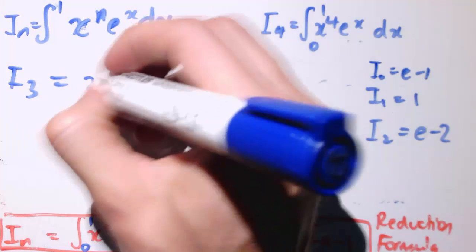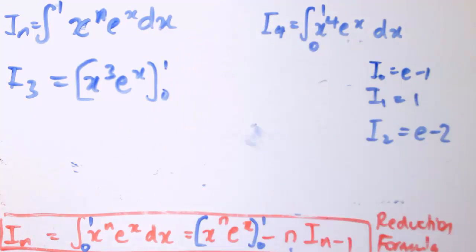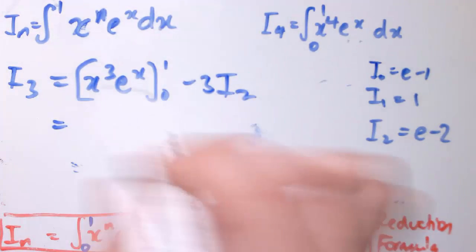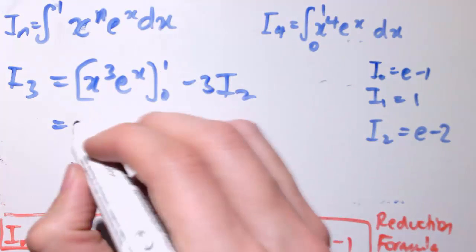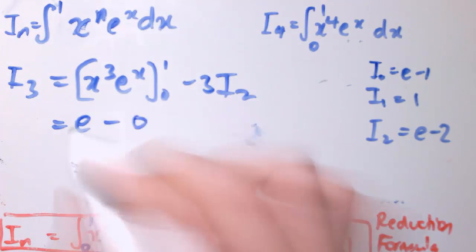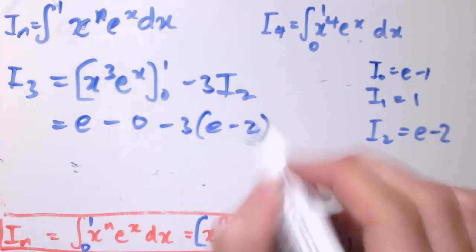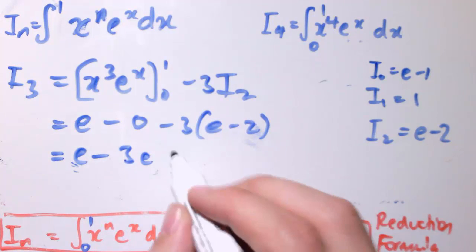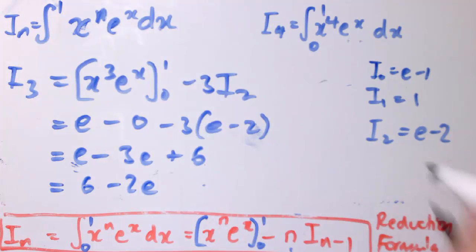I3 then is x cubed times e to the x between 0 and 1 minus 3 times I2, which is x cubed times e to the x evaluated at 1, which again is just e, again minus 0, and now minus 3 times e minus 2. So I get e minus 3e plus 6, which is 6 minus 2e.